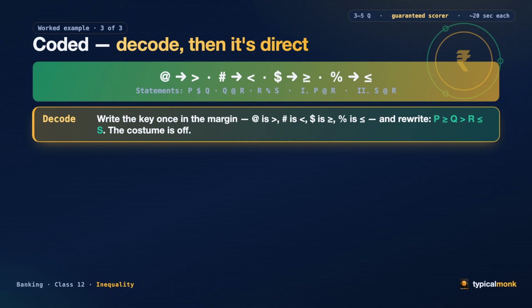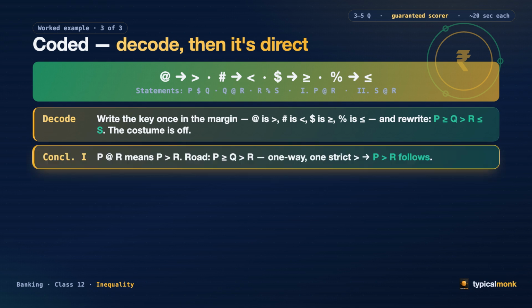Step 1. Decode. Write the key once in the margin and rewrite the chain: P ≥ Q > R ≤ S. Done. The costume is off. This is now a direct question. Step 2. Conclusion 1. P @ R, meaning P > R. The road P ≥ Q, Q > R, one way with one strict greater than on the path, so P > R follows.